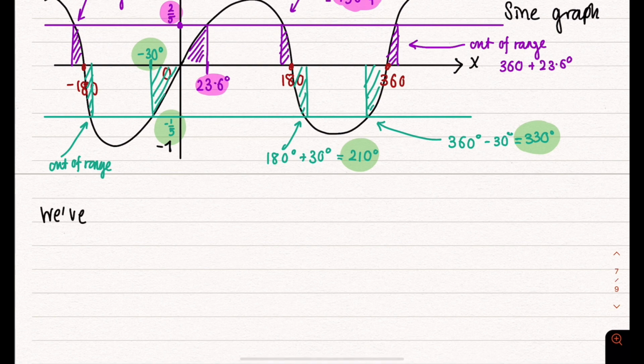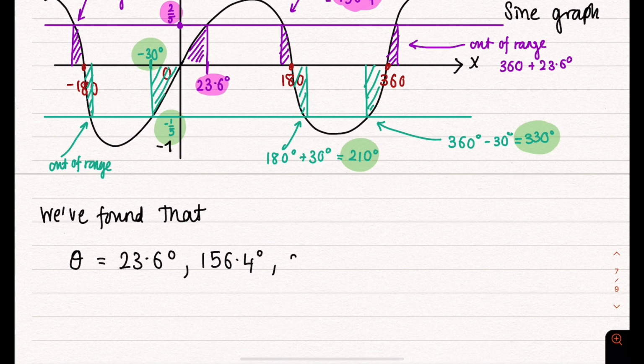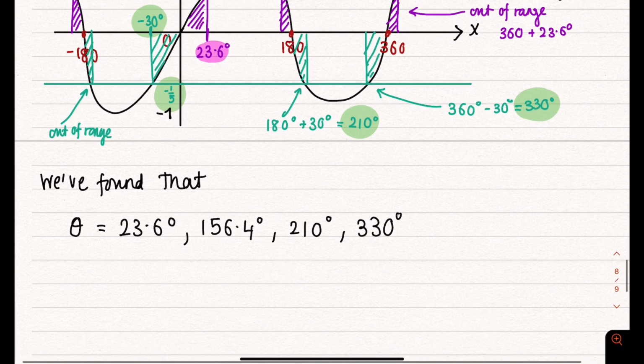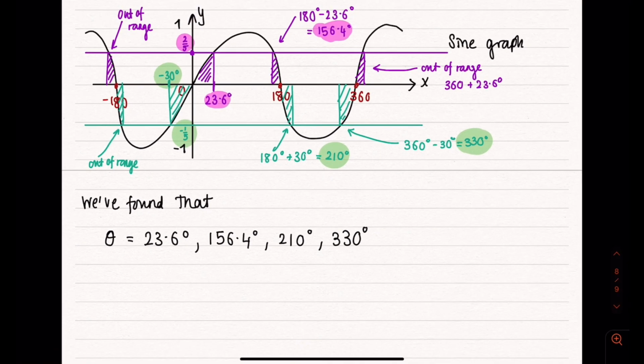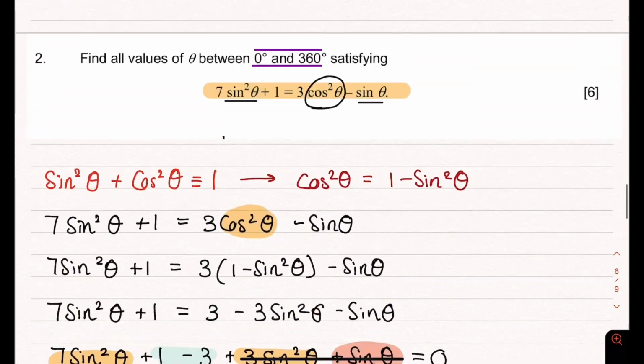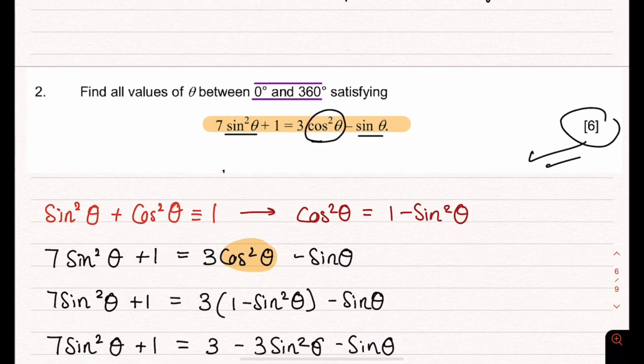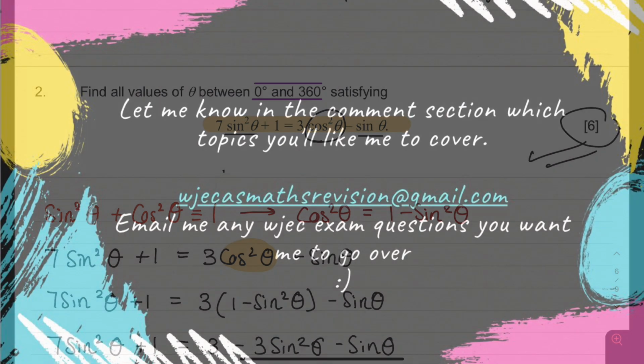So now that we found all the values for theta, we can write this all together. So we have theta is equal to 23.6 degrees, 156.4 degrees, 210 degrees, and 330 degrees. And all these angles are within the range given above. So now we can see that we answered this question correctly and we will obtain all 6 marks.